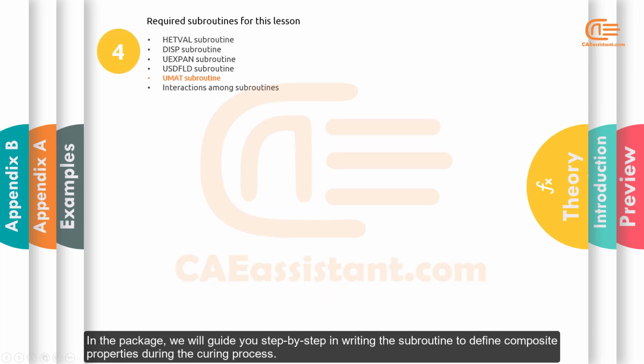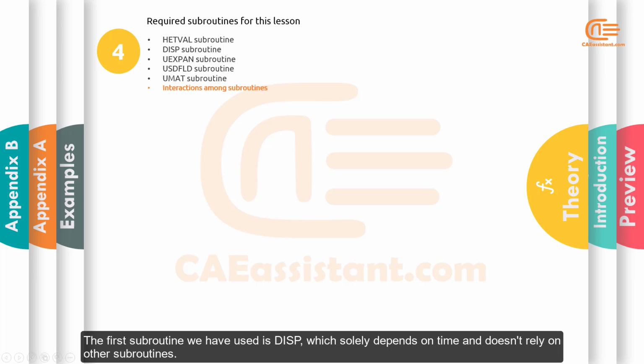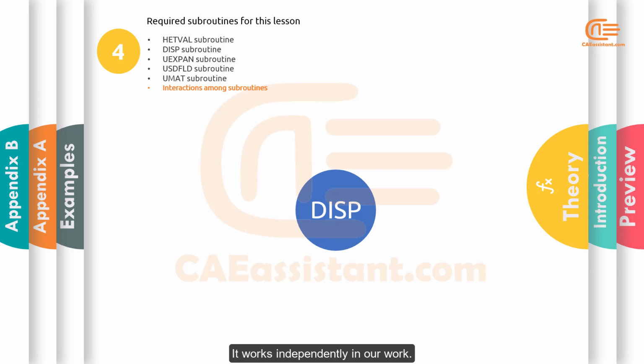In the package, we will guide you step by step in writing the subroutine to define composite properties during the curing process. The first subroutine we have used is DISP, which solely depends on time and doesn't rely on other subroutines. It works independently in our work. But what about the other subroutines? They work together since they all rely on state variables.